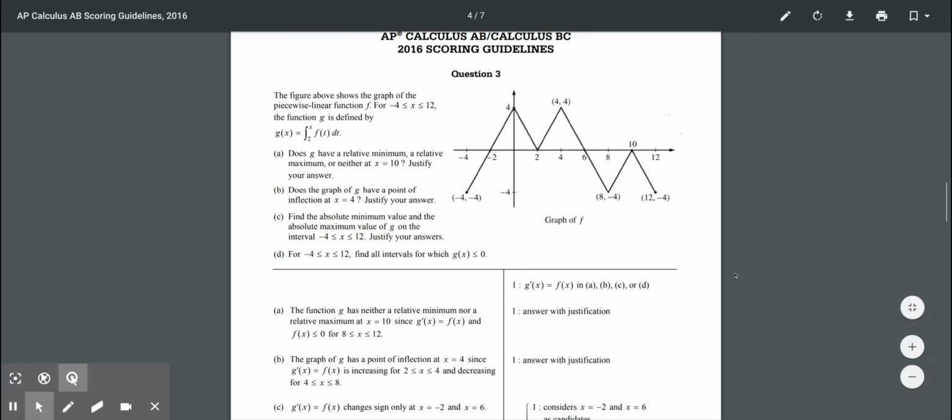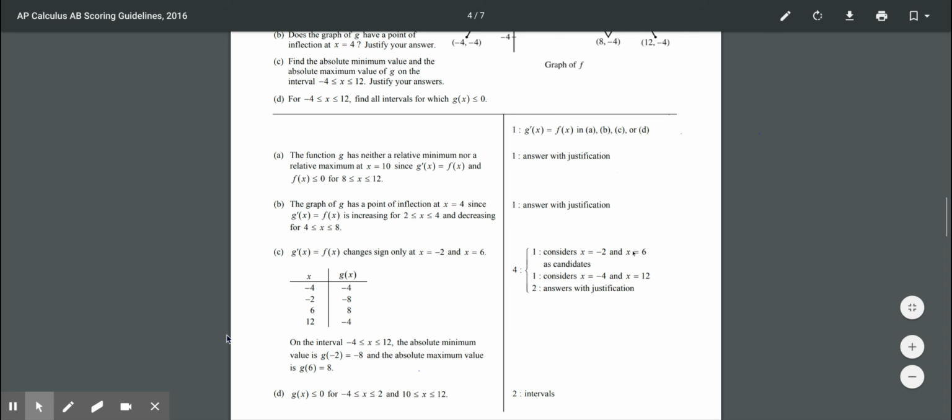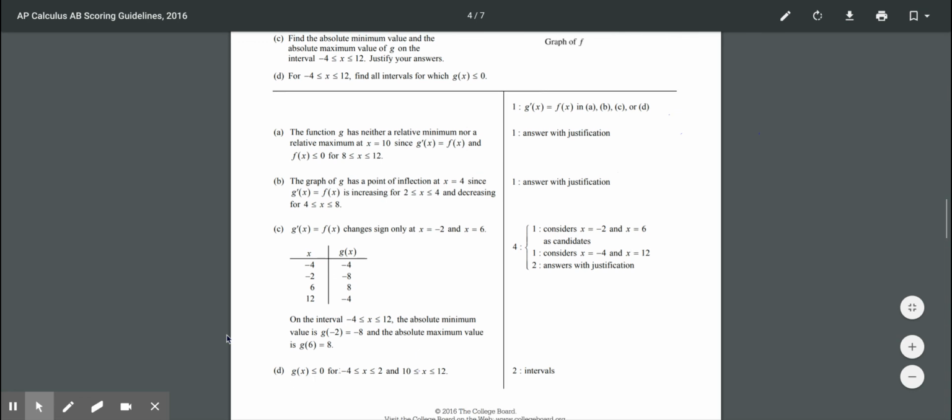And so I'll scroll down to the answer, and we can see, right, anything from -4 to 2, and then from 10 to 12. And really the only answer is, you did a lot of thinking and work there, but the answers are your intervals.